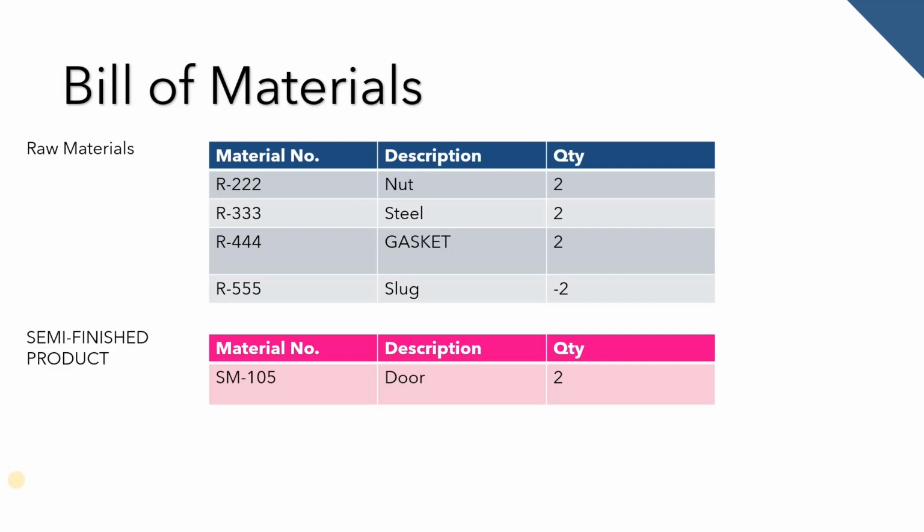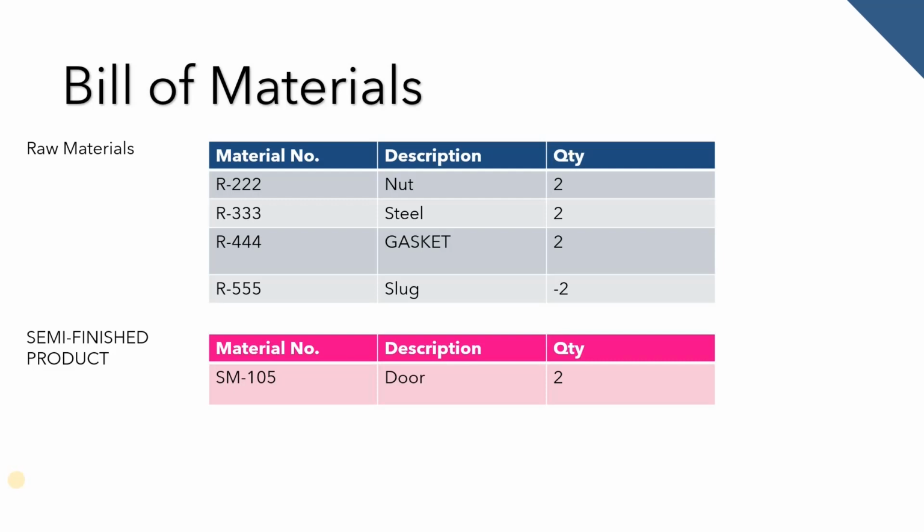We are issuing the raw materials to the vendors. Now we need two quantities of semi-finished product, that is SM-105, whose description is a door. To create one door we need the above raw materials, and if you need two doors we need double the raw materials. Now we'll do it from scratch. We'll start creating the raw materials one by one, then we'll create one semi-finished product, and then we'll go for raising the PO.